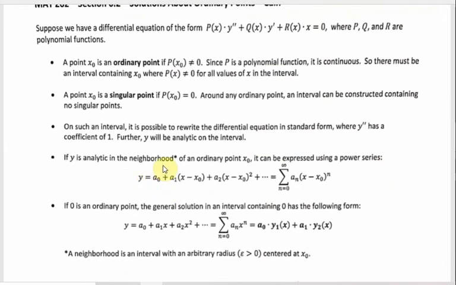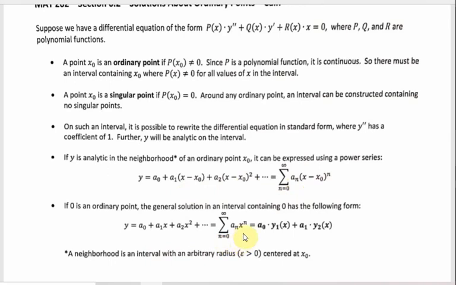So if y is analytic in a neighborhood of an ordinary point x sub 0, then you can write y like this, right? So using a power series. And if 0 is an ordinary point, this simplifies a little bit, right? Because then x sub 0 is going to be 0. So then these all get a little bit easier. The sum gets a little bit easier to write out.